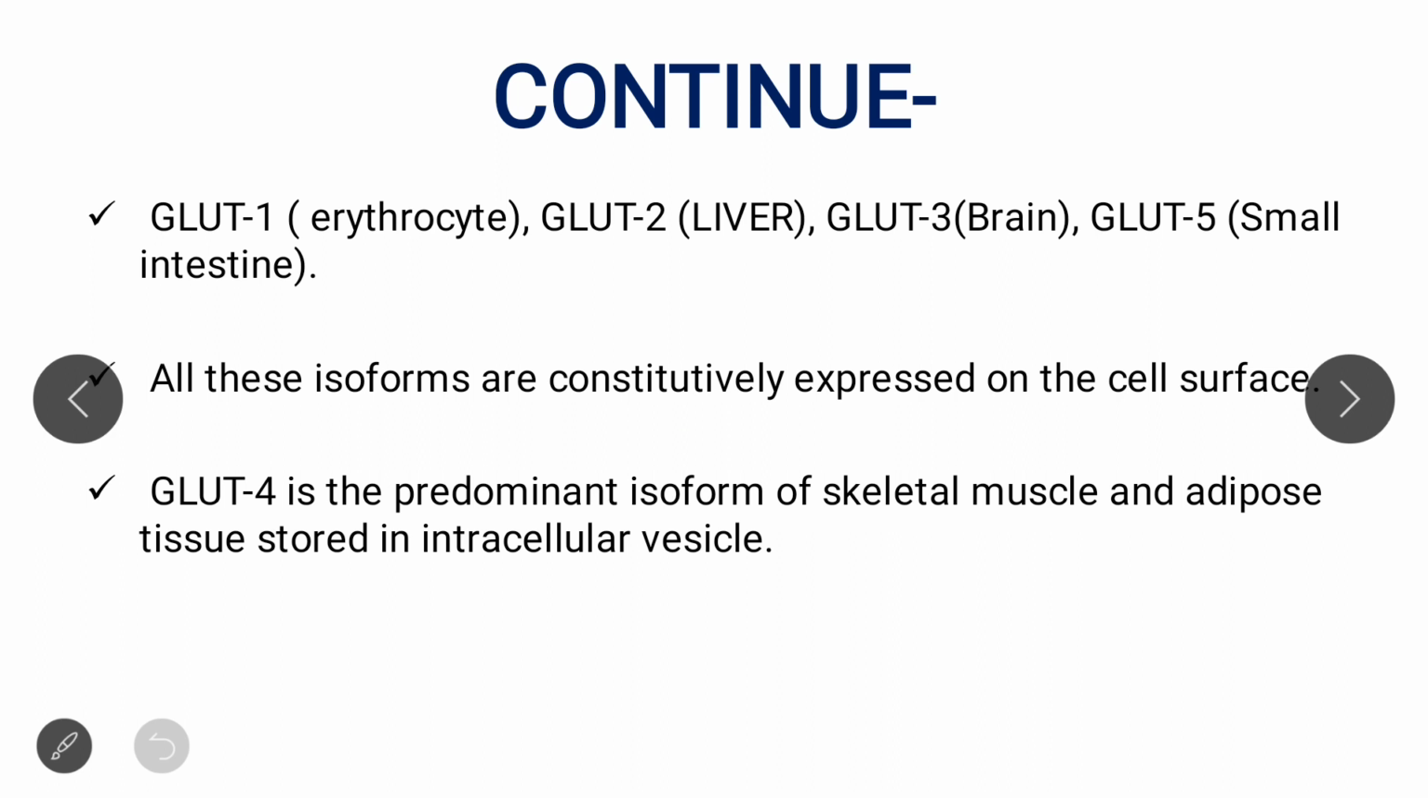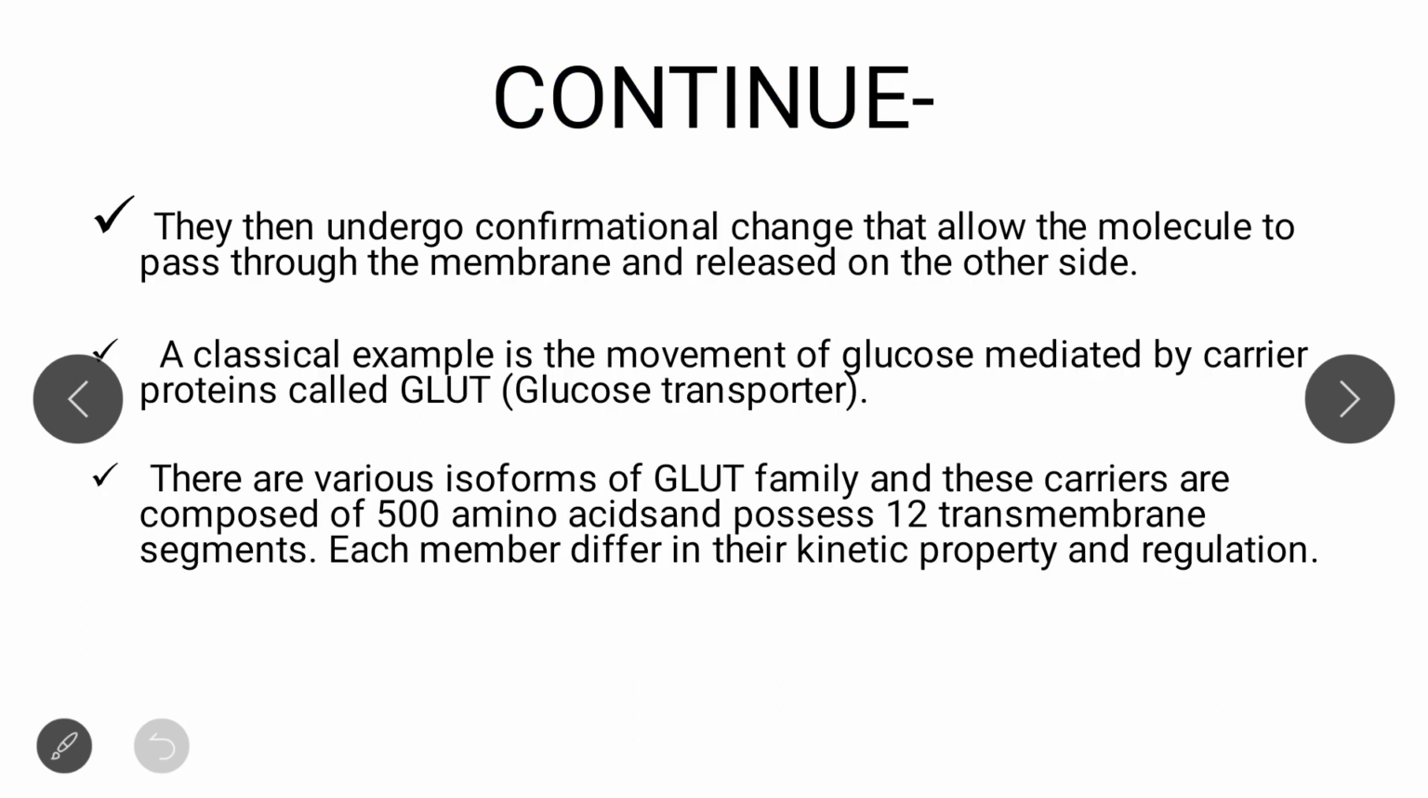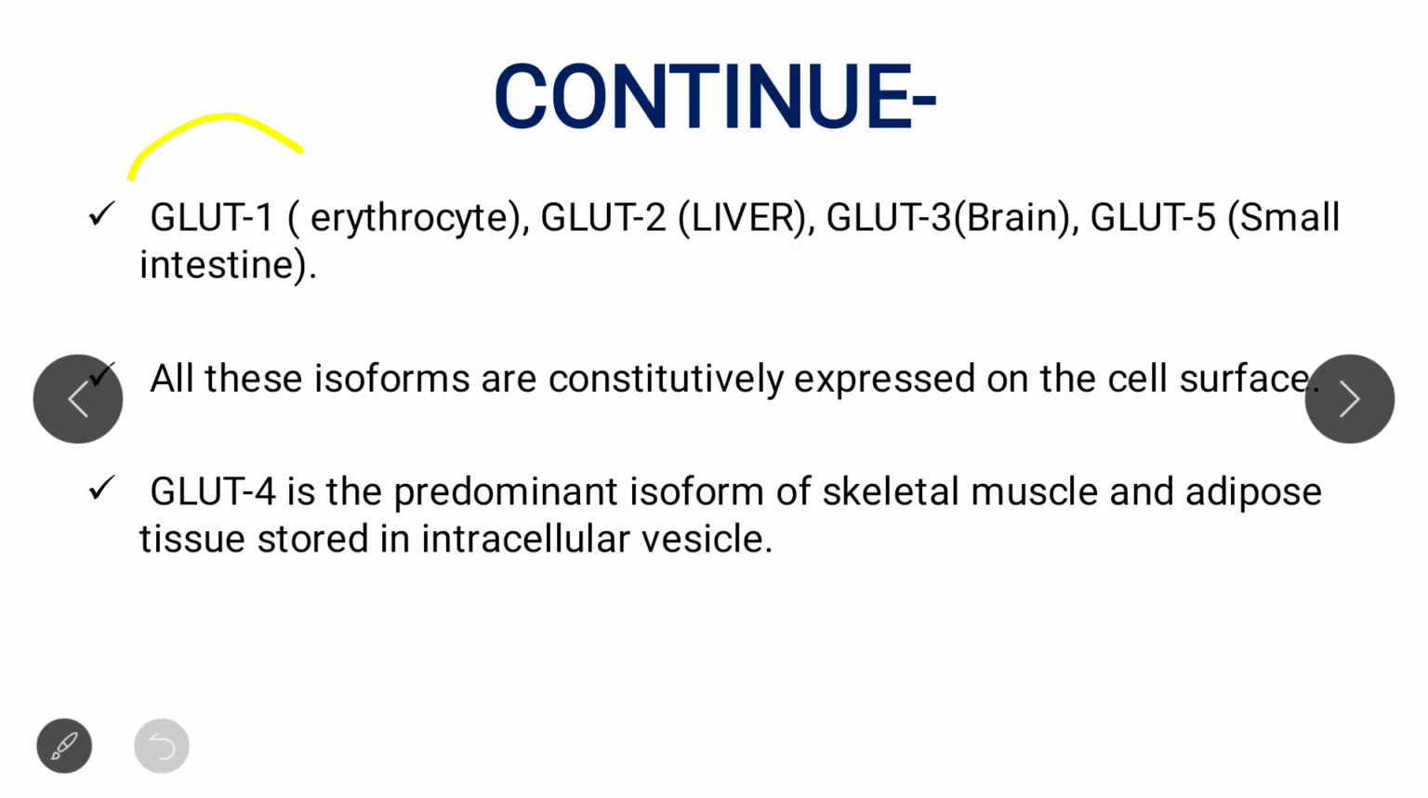Now next, as I already mentioned, there are basically various isoforms of GLUT protein. For example, GLUT1, GLUT2, GLUT3, GLUT5. And you may be asked one question, where is GLUT4? I will give you the answer just a few minutes later.